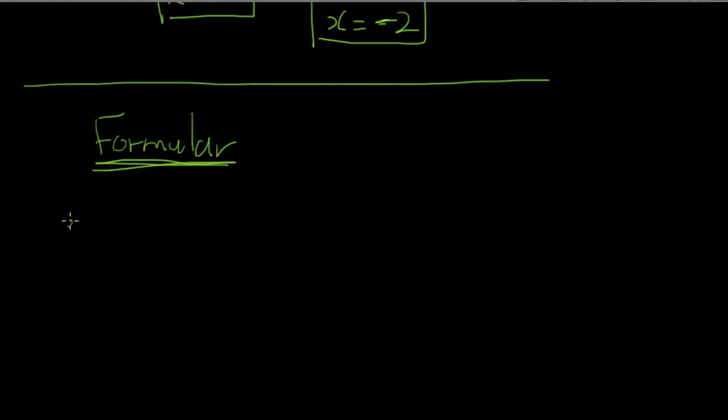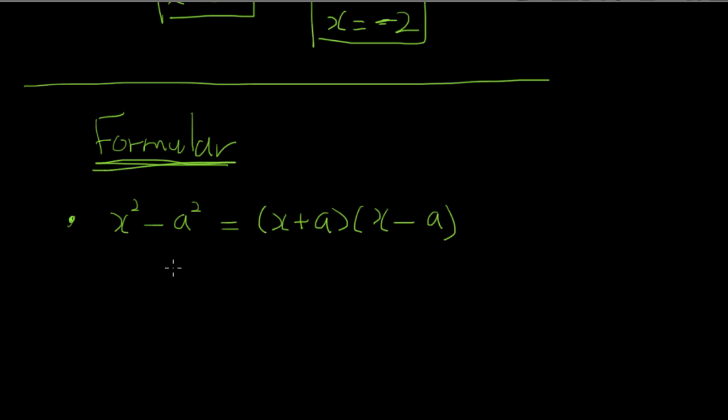So the first one would be x squared minus a squared. If we have x squared minus something else squared, this will be factored as x plus a, x minus a, right? What do you mean by this?